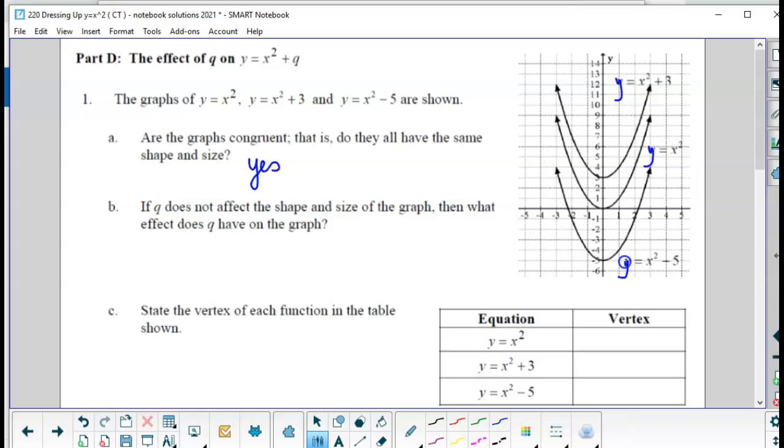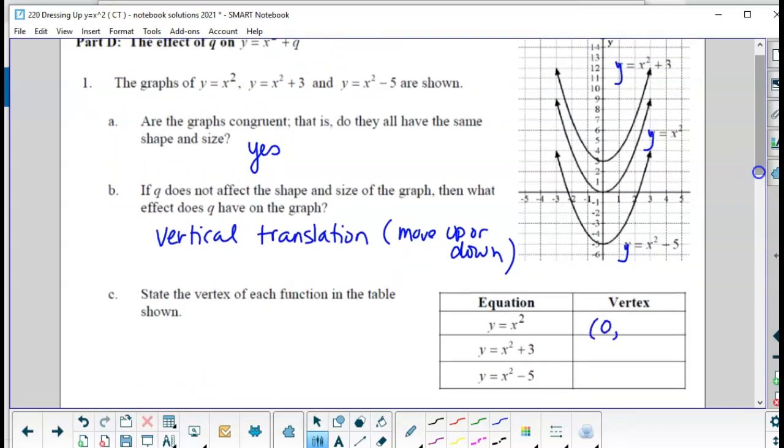If Q does not affect the shape and size, then what effect does Q have on the graph? Q will be a vertical translation, so basically moving up or down. State the vertex of each function in the table shown. So here for y equals x squared, remember the vertex is 0, 0. Then look at x squared plus 3. Where's the vertex? It's at 0, 3. So the same y value as that constant. X squared minus 5, it's at 0, negative 5. So the nice thing about a vertical translation is you just have to look at that constant term that's outside of the x squared, and that tells you the y value at the vertex.